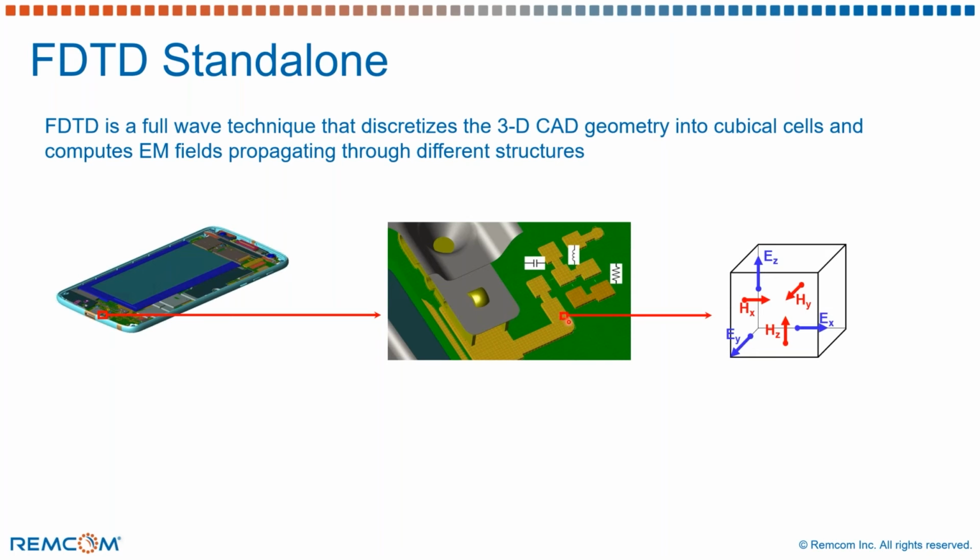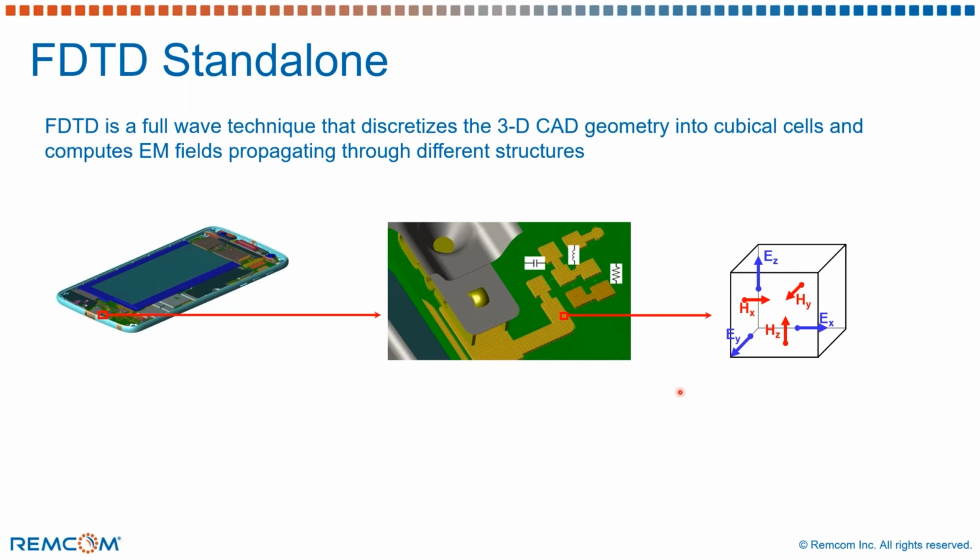Looking into a specific cube, the E fields are calculated at the edges of these cubical cells, and the H fields are calculated at the faces of these cells. Such a representation is called a Yee cell. Further, the time itself is discretized into small steps, which signifies the time required for the EM wave to travel from one cell to the other. Using a leapfrog methodology, these fields are updated for different cells. So in summary, FDTD is providing you a snapshot of electromagnetic waves propagating at different time steps.